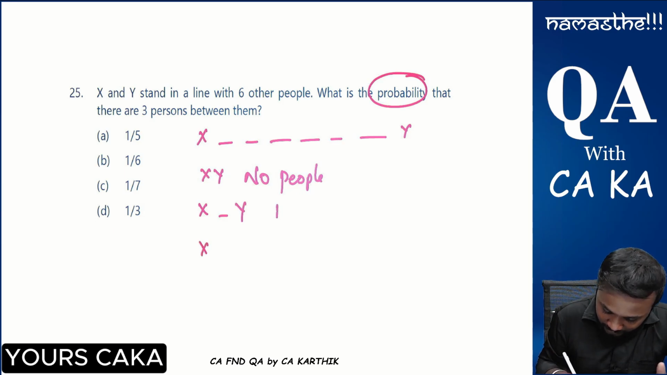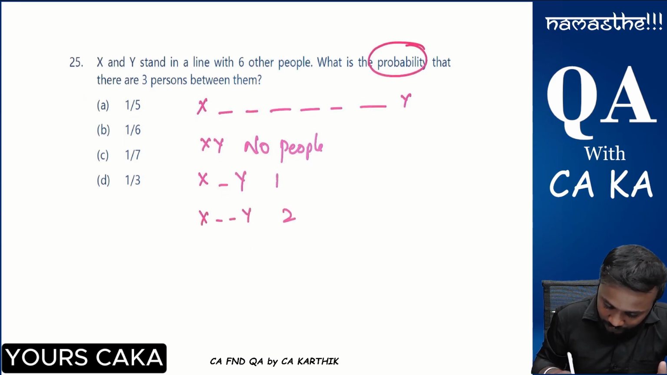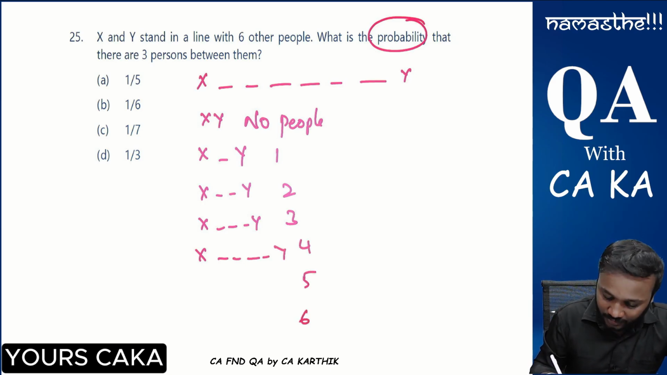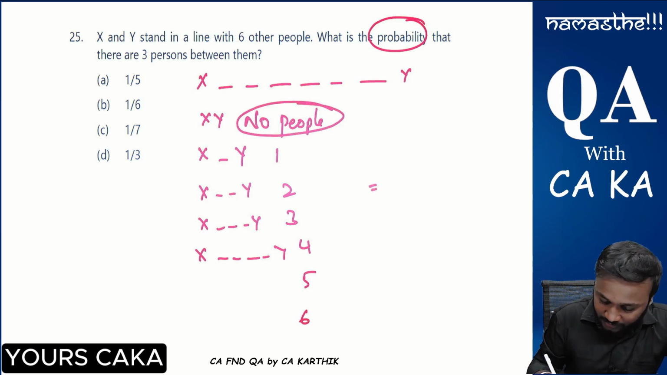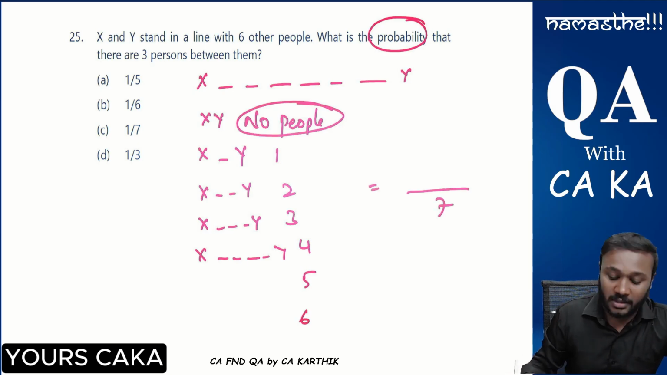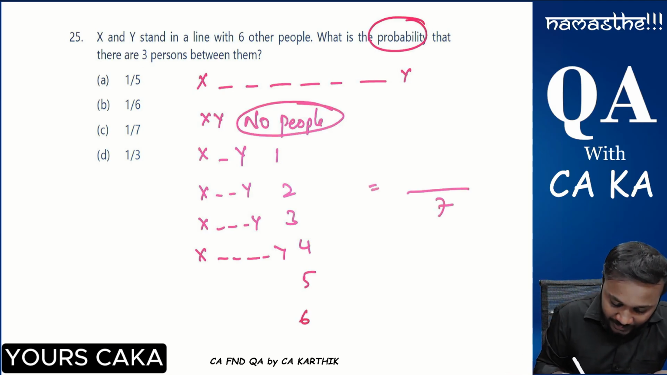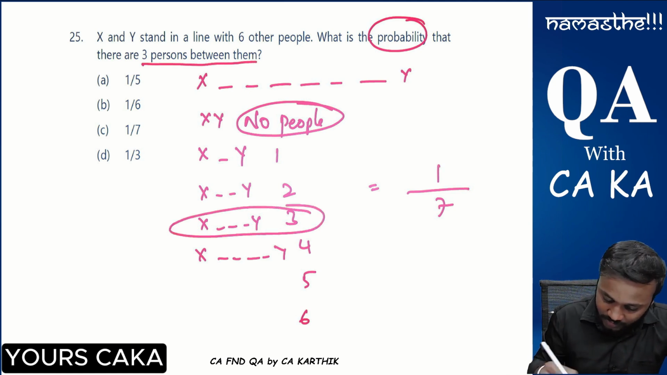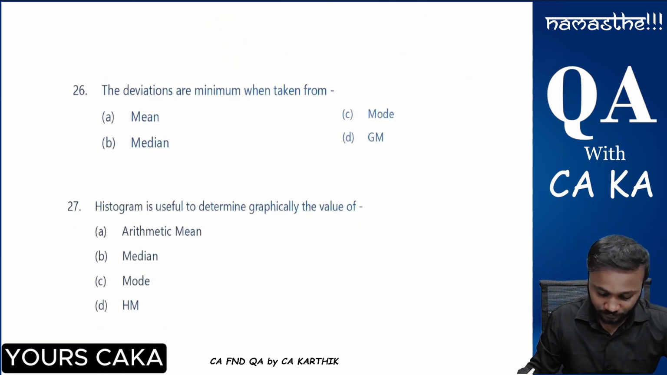This is one, two. So these are all the possibilities here. If you go on, it can be till 6. So how many chances are there? This is also one count. 6 plus 1, 7. Overall, 7 chances. What is the question, sir? That there are 3 persons between them. How many is possible? Only one is possible. So the answer is 1 by 7.